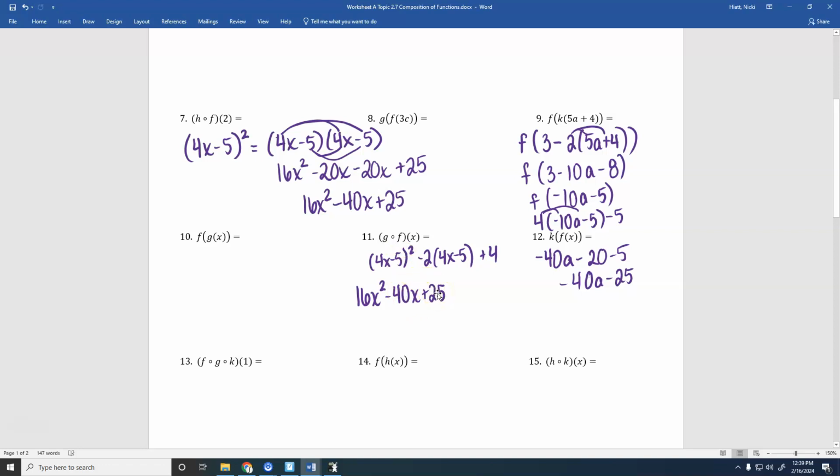So the more we can do that in our head, the better, because it's going to be just like this little tiny piece of bigger stuff that we're doing moving forward. So we've got that. Now we just need to distribute that negative 2, that's going to give us negative 8x plus 10, and then plus 4. And then you will combine your like terms. So 16x squared minus 48x plus 39.